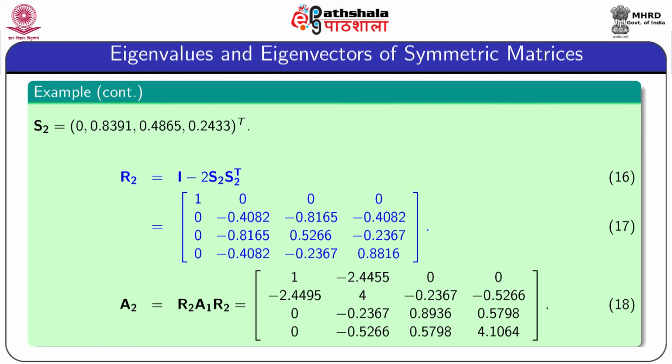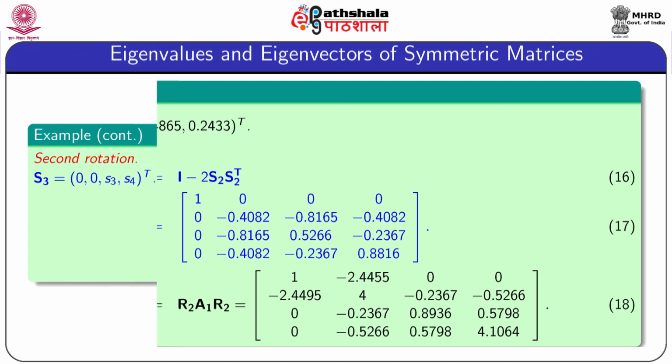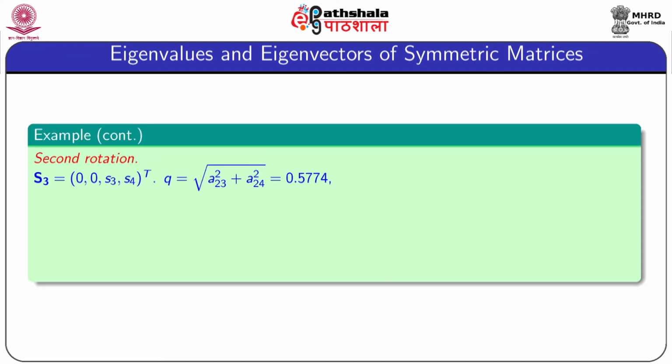Now, the matrix A2 is equal to R2 into A1 into R2. After simplification, the matrix A2 is a 4 by 4 matrix whose first row and first column are zeros except the first two elements, and this is expected as per the rules of the Householder method. Now, we apply the second rotation.